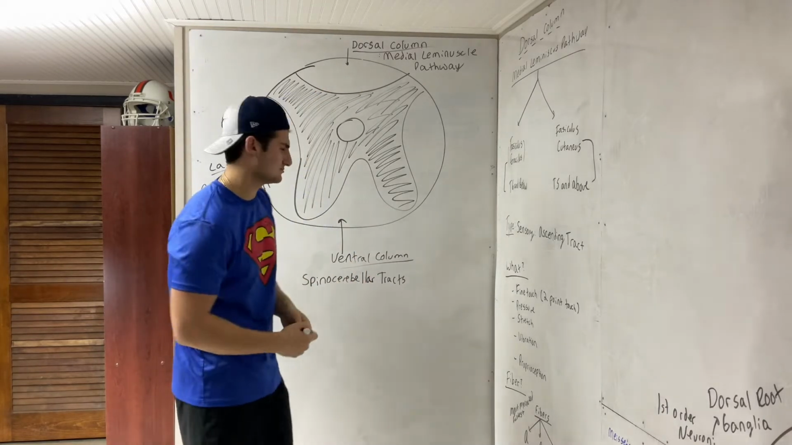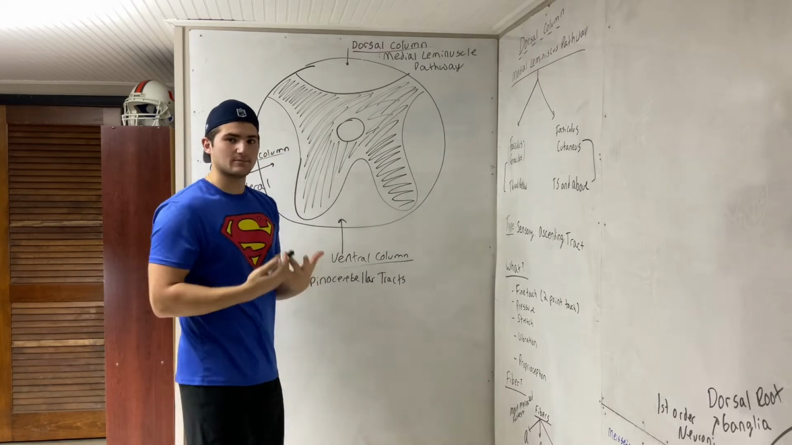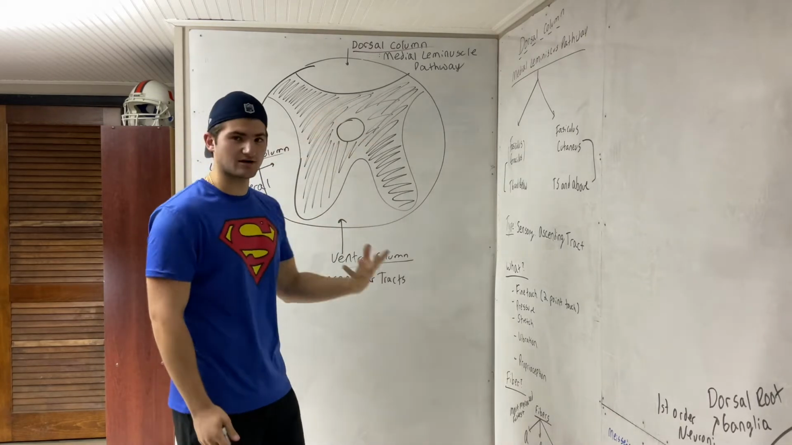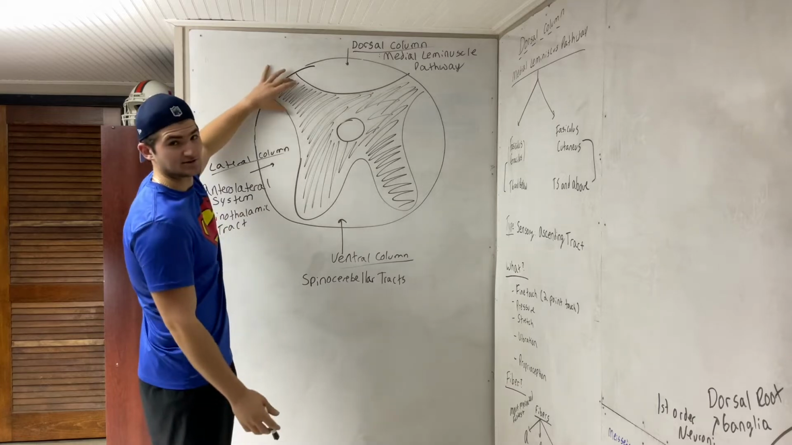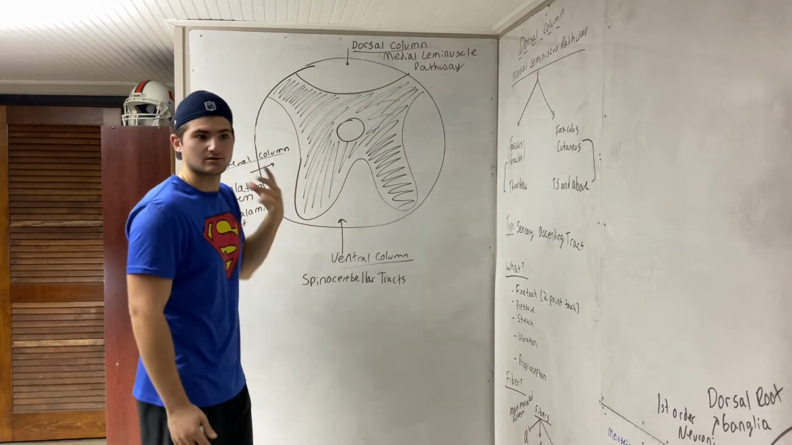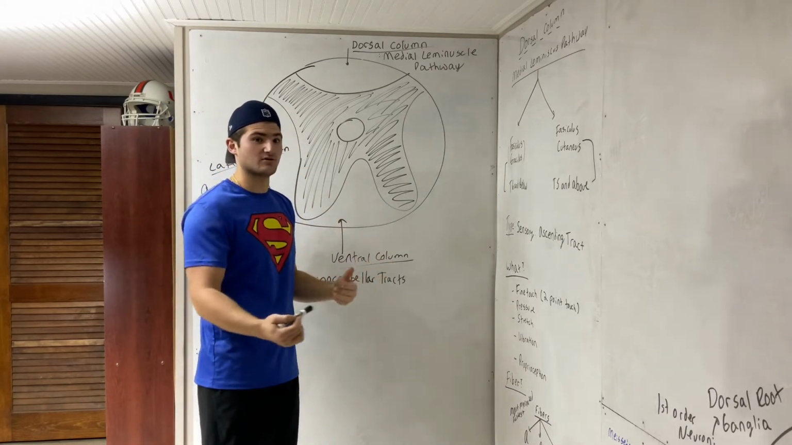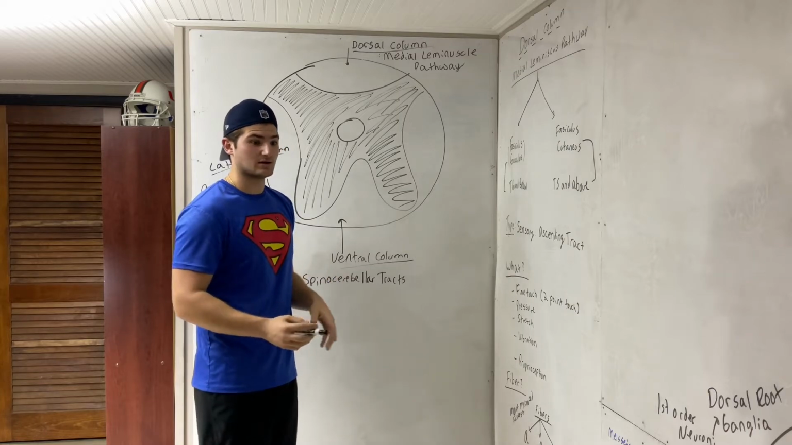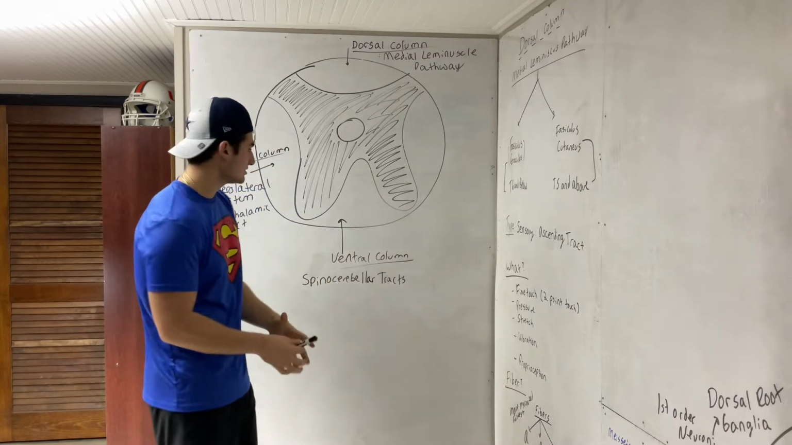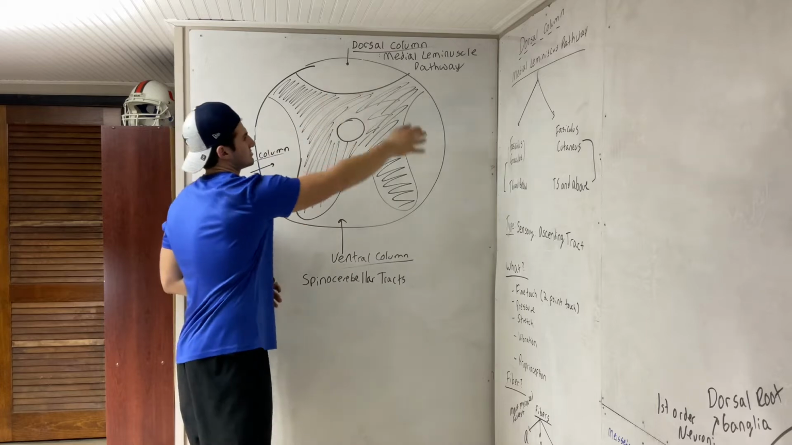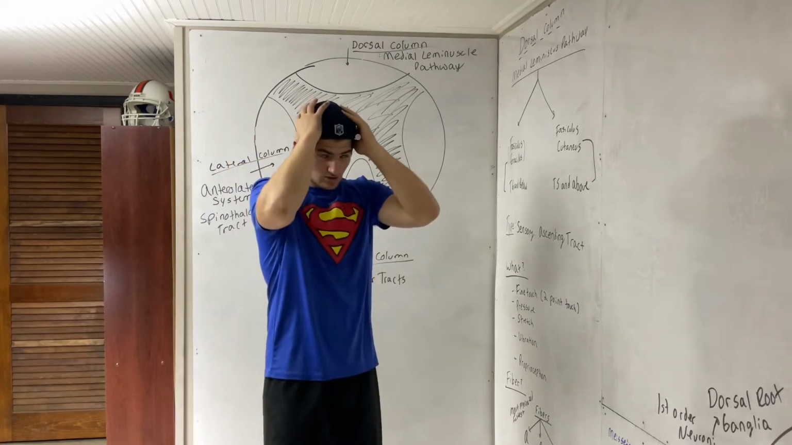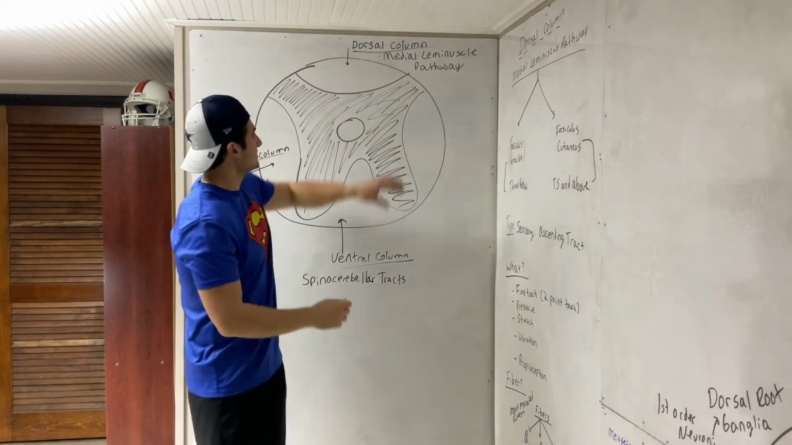Why is it the white column? It's got all our white matter in it. What's this? This is the gray matter. We have the posterior gray horn and the anterior gray horn. These horns are going to help the tracts and the fibers flow and help connect everything, but the tracts are in the white matter. Let's remember that.